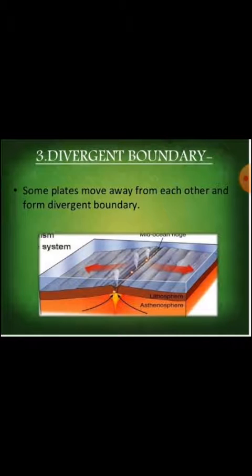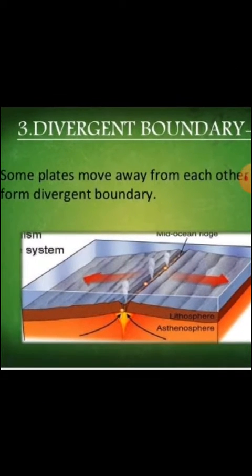The third is the divergent boundary. Some plates move away from each other and form a divergent boundary. See, in the convergent they were moving towards each other, and in the divergent they are moving away from each other.